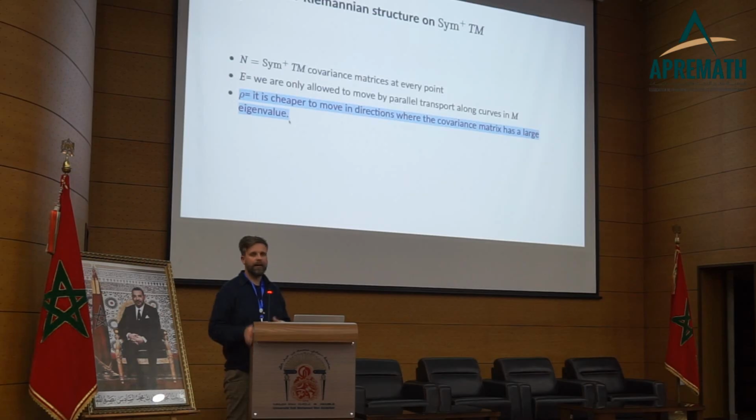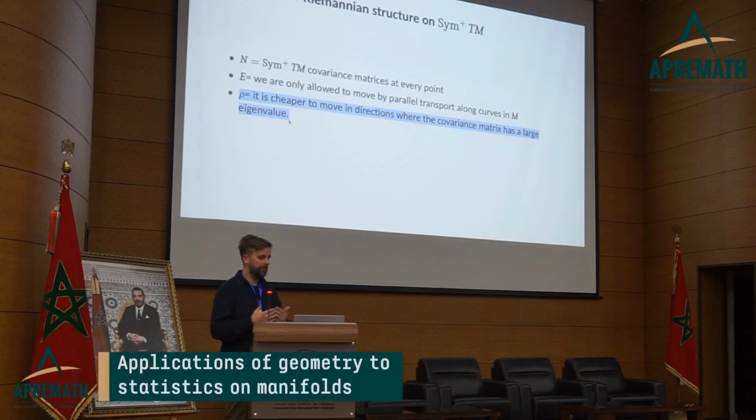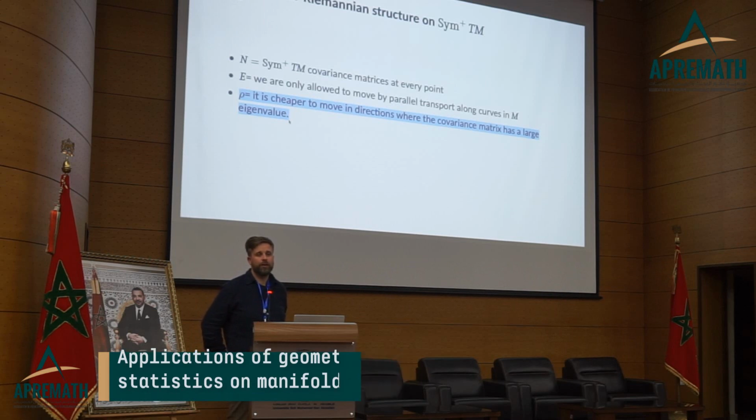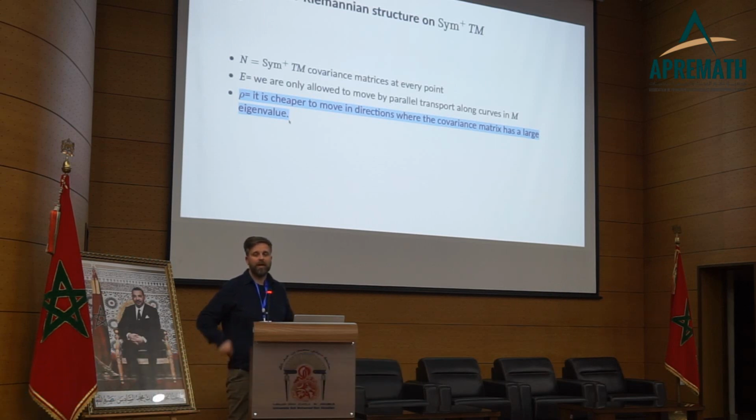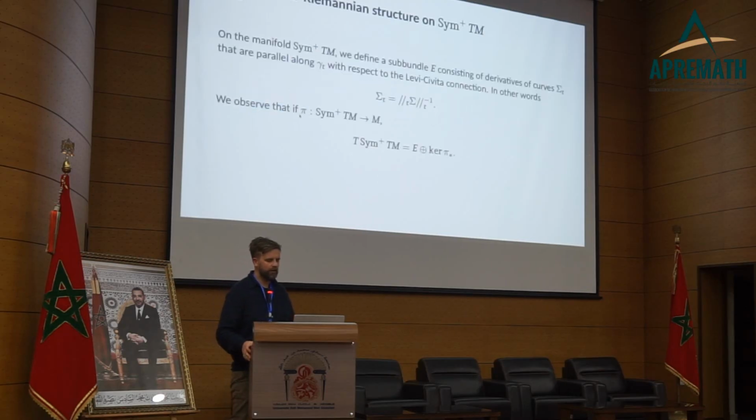And my distance is such that these parallel transport curves have shorter length if they move along in a direction where the covariance matrix has a large eigenvalue compared to a direction where it has a small eigenvalue. So if it's spreading much in one direction, then this is cheaper for the curve to travel than the other. If we do it with math, it works as follows.